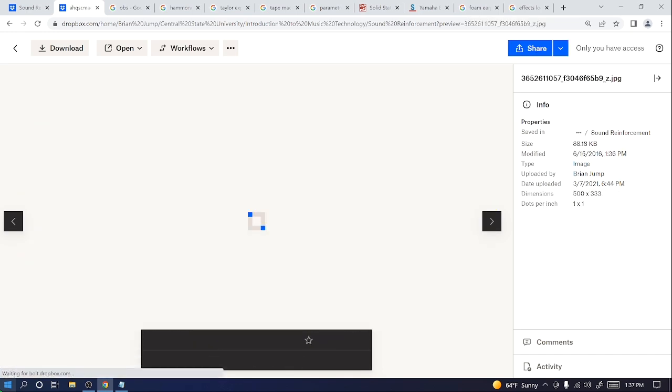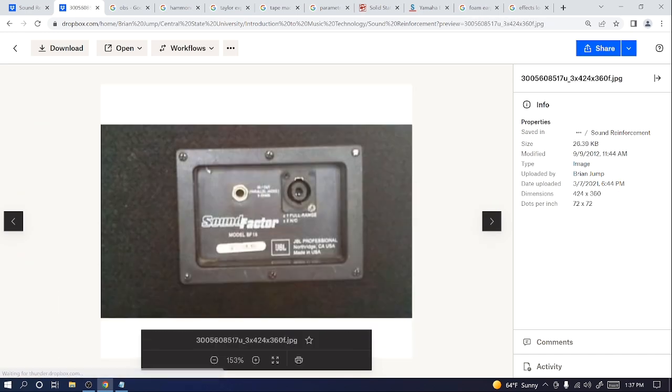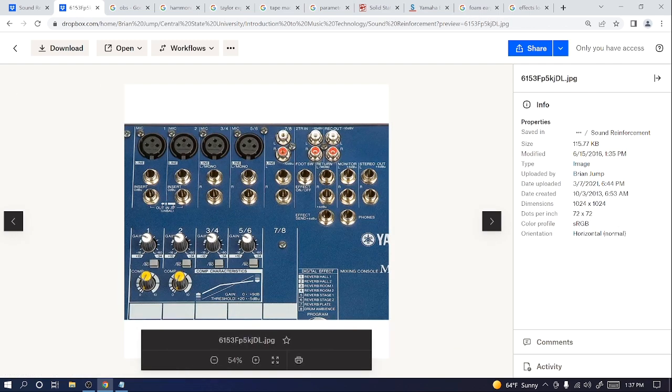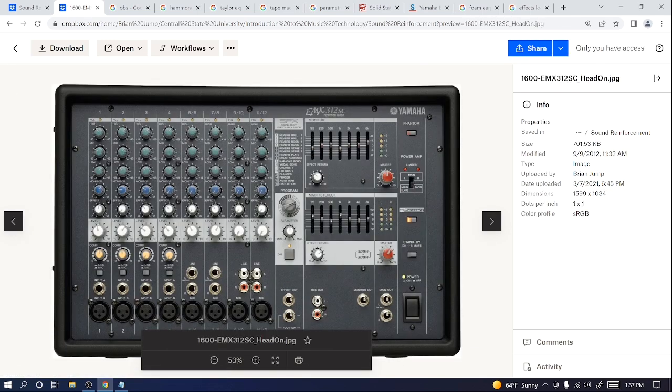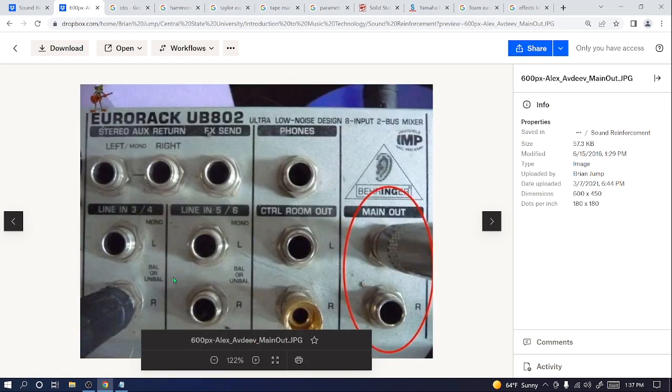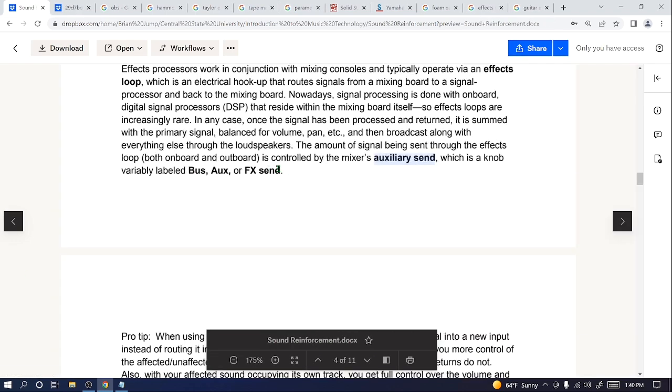And then once you have that effects loop set up, there will be a knob on your channel that controls how much signal is being sent out of that send. Here it's labeled effects. You may see them labeled bus, aux, or effect send.